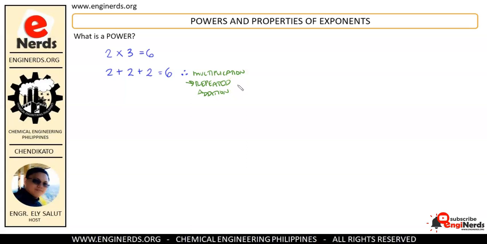Now, how about if we have a repeated multiplication like this one? So, when you multiply 2 three times, you will have an answer of 8. Well, that is what we call power. And when we say power, we mean repeated multiplication. And if in multiplication you write it like this, wherein you mean 2 is added 3 times, in power, we write it this way.